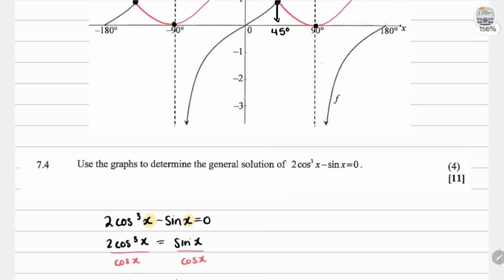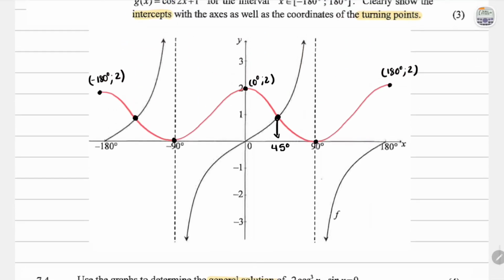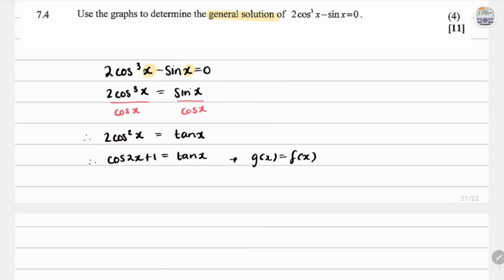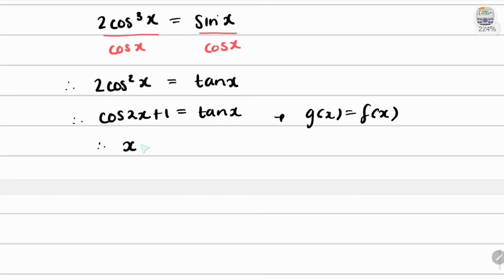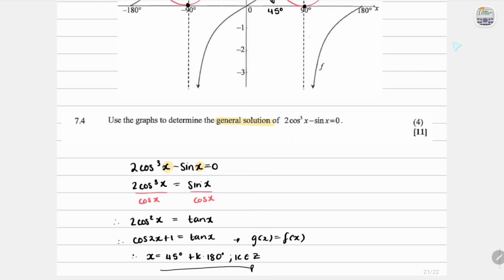What's going on here is they really just said find the general solution, not just the x values. Because the graphs only repeat themselves every 180 degrees, this particular answer will repeat itself every 180 degrees. So the general solution is that x is equal to 45 degrees plus k times 180 degrees, where k is an element of the integers, and that will be our answer. And that is it for question 7.